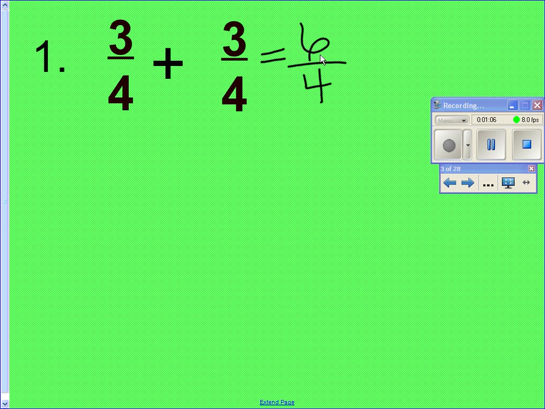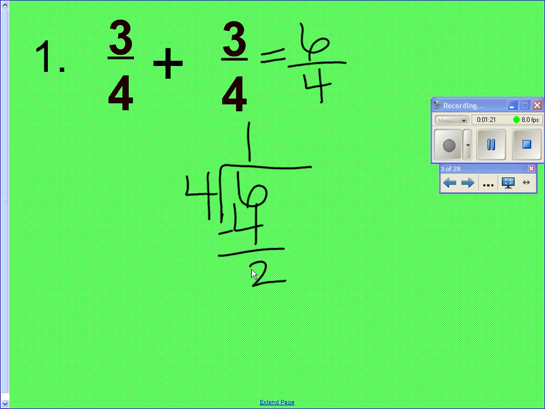In order to do that, we will divide using the top in, bottom out method. So the 6 goes in the house, and the 4 stays on the outside. 4 goes into 6 one time. 6 minus 4 is 2. So the remainder will always become the numerator. And the denominator is going to be what is on the outside of the house. So we have 1 and 2/4.